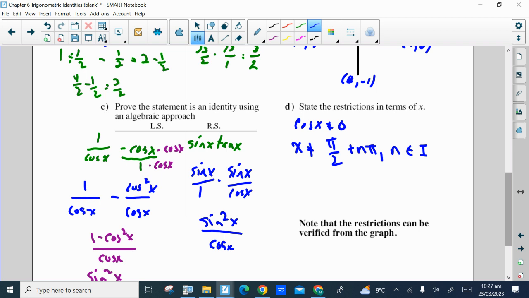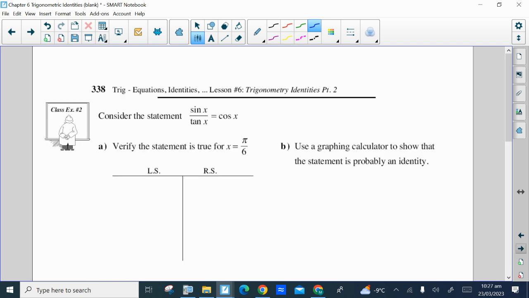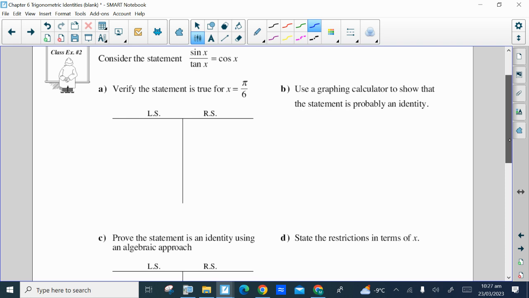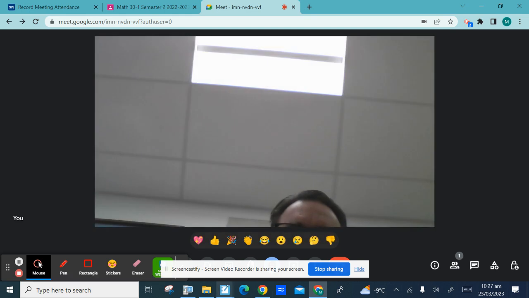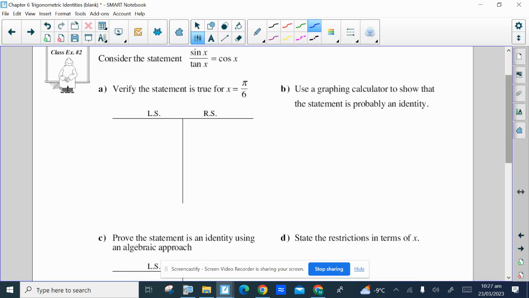Okay? All right. So on the next page, we want to do something similar. Here we have a statement, sine x over tan x equals cosine x. We want to show that that statement is true for an angle of pi on 6.